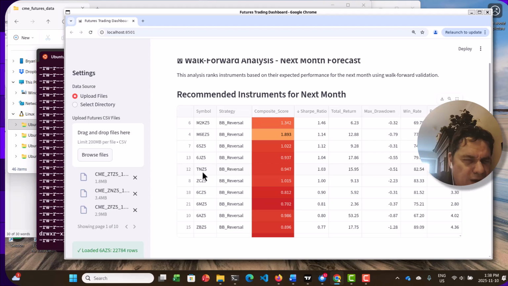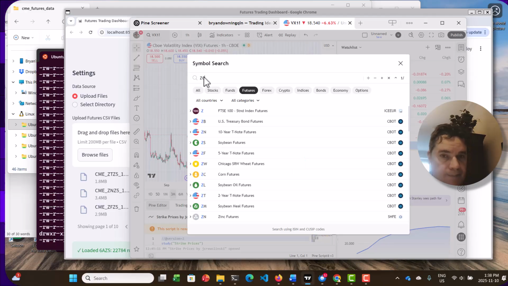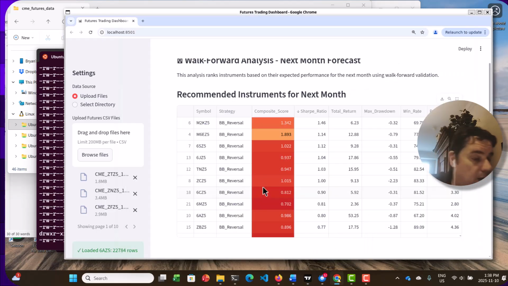We also have moving the Treasury 10-year. That's corn in itself, I believe. ZC. Let me just verify that. I'm pretty sure that is corn. Yeah, so that's corn. So you can see here, everything's this dashboard built by AI, by the way, is 100% correct.